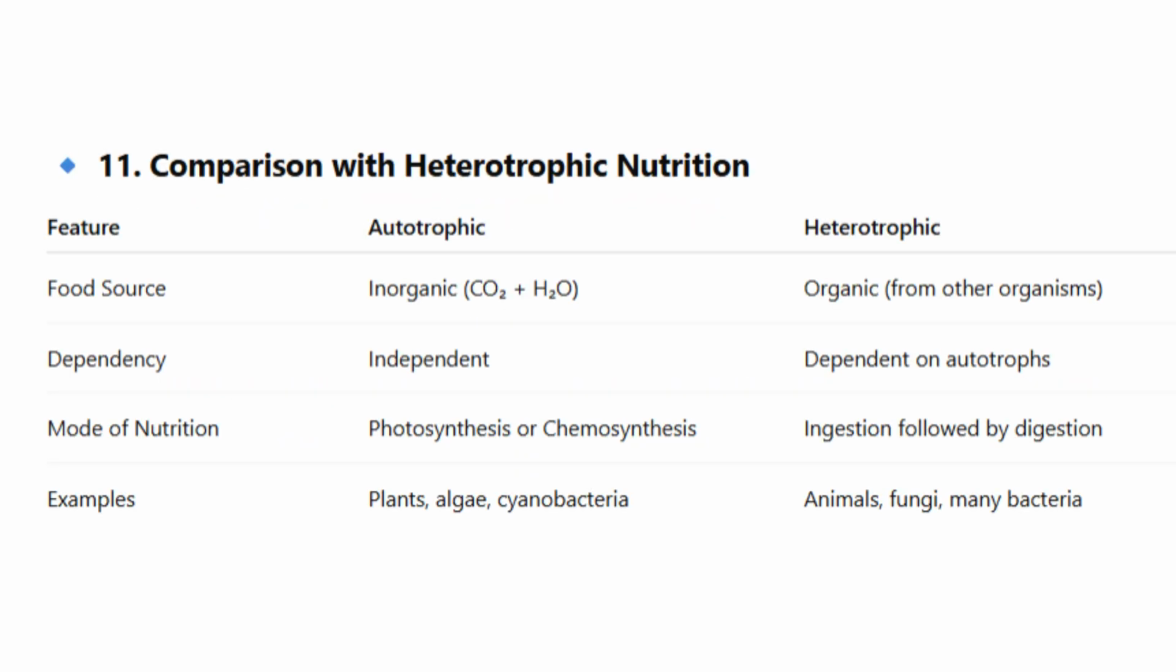11. Comparison with heterotrophic nutrition. Food source: autotrophic is inorganic, CO2 plus H2O; heterotrophic is organic, from other organisms. Dependency: autotrophs are independent; heterotrophs depend on autotrophs. Mode of nutrition: photosynthesis or chemosynthesis versus ingestion followed by digestion. Examples: plants, algae, cyanobacteria versus animals, fungi, and many bacteria.